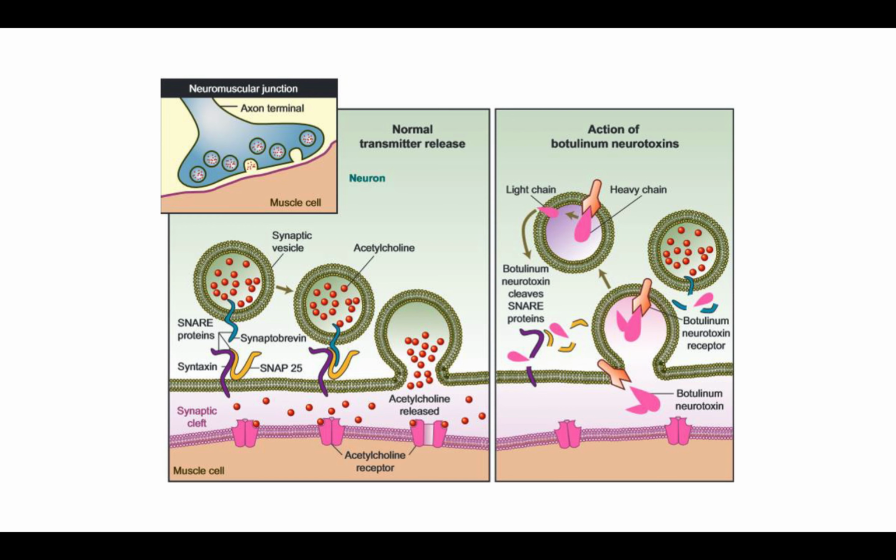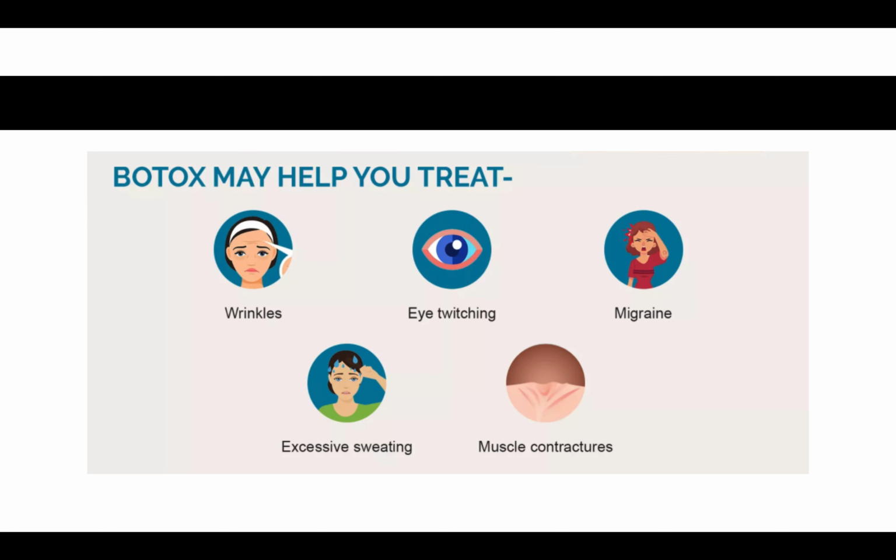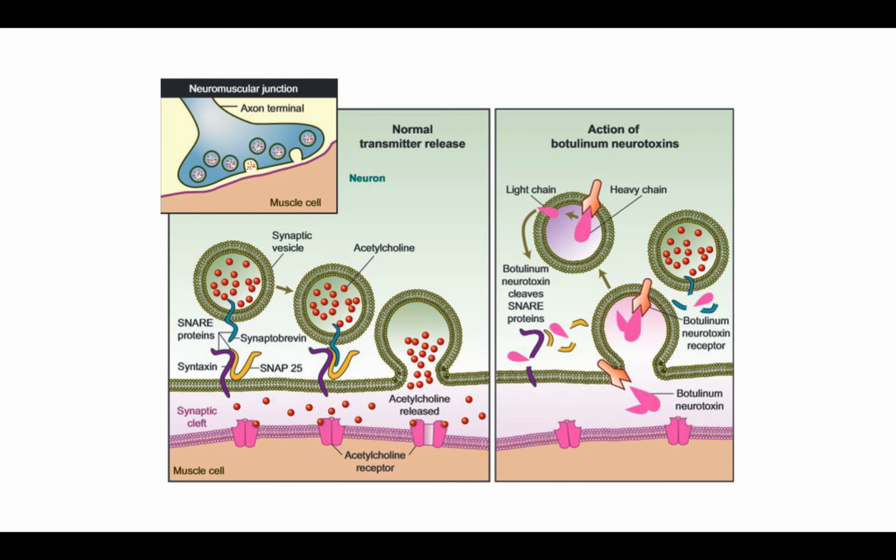As it relates to depicting what cellular functions it modulates, I hope I explained that as it pertains to wrinkles, eye twitching, migraine, muscle contractions, excessive sweating, and gallbladder. I hope I explained that well, and the mechanism by which it works. And this is the last graph, just reminding you of a brief overview of how it works on the cellular level.